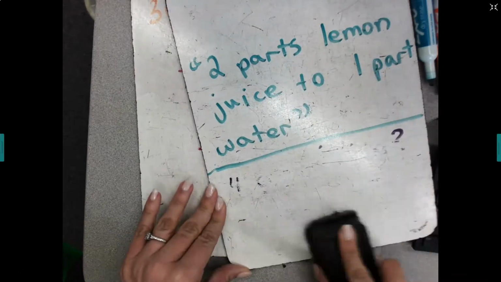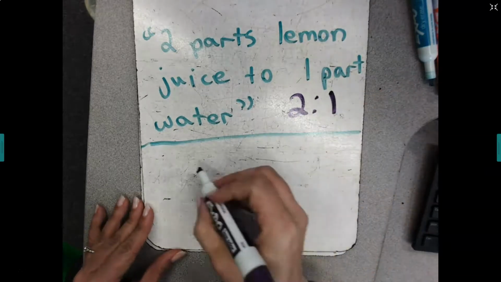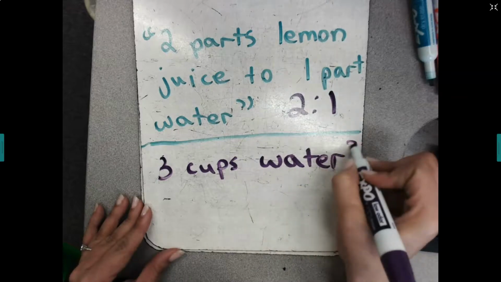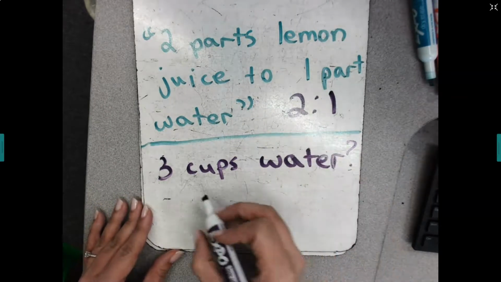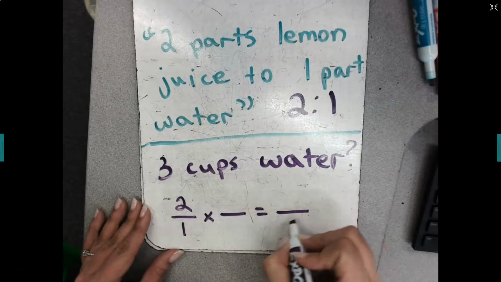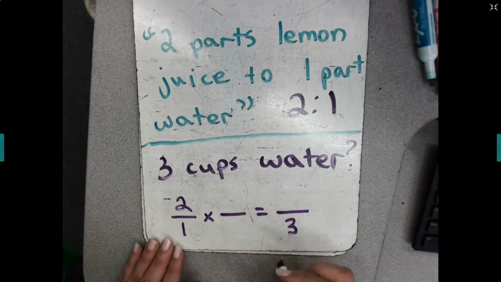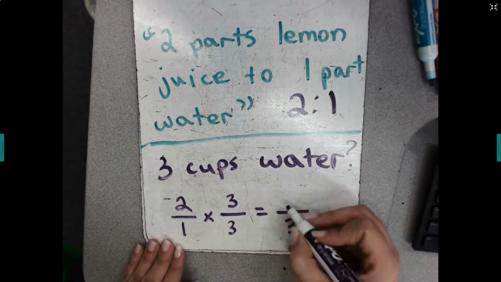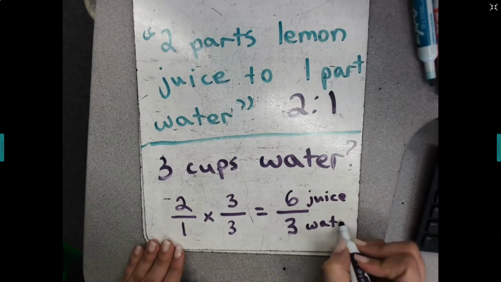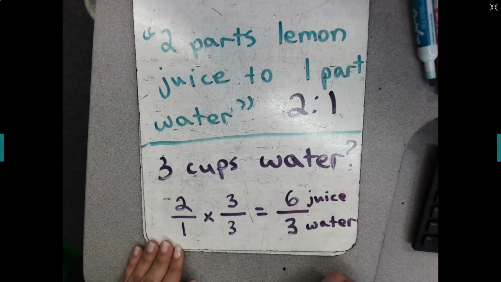And let's talk about one more of these. I'm going to write the ratio right here. What if I were to use 3 cups of water? How much juice could I make? Well, let's think about this. I'm going to write this as a fraction. I have my water at the bottom, so I'm making an equivalent fraction here, and I have to multiply by 3/2. So that means I'm going to have 6 cups of juice, 3 cups of water, and a total of 9 cups of liquid, in this case, lemonade.